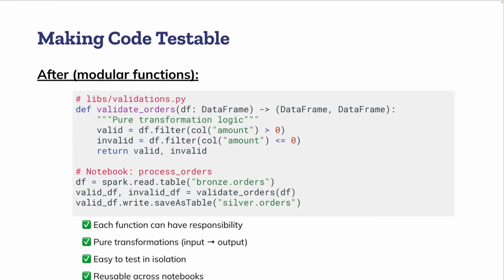What we need to do is modularize these. Every transformation that we do, we move it into a separate function, where each function can have its own single responsibility. And then it's basically pure transformations or pure reading of inputs and outputs. And they're very easy to test in isolation. And again, this is pretty common knowledge, right? Put your logic into atomic functions so you can test them better. And obviously you can reuse them across notebooks.